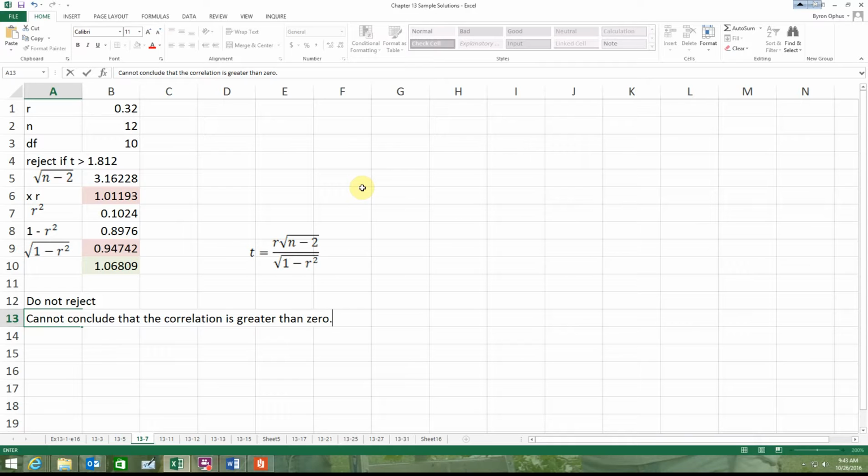So we have to first determine what our critical t value is. In this case, our correlation, which is given to us, is 0.32, and that's the r, and our sample size n is 12. Our degrees of freedom is n minus 2. I don't know why we use the n minus 2, I don't know if they explain that in there, but that's what we use for our degrees of freedom, and so that's the number that we're looking for.